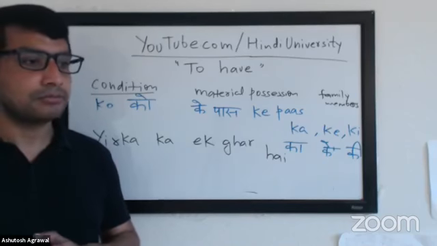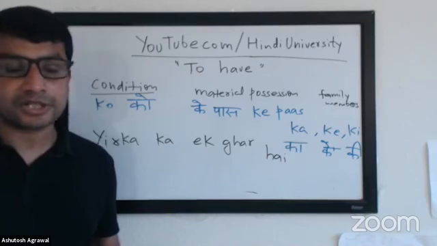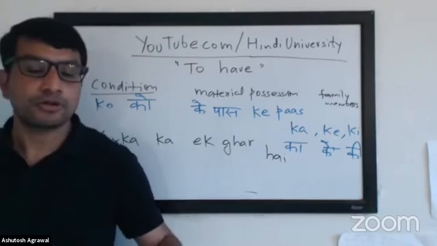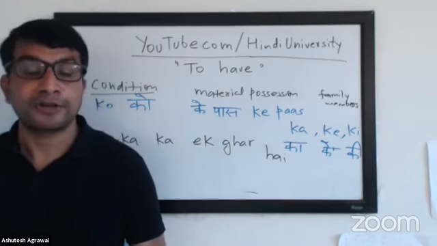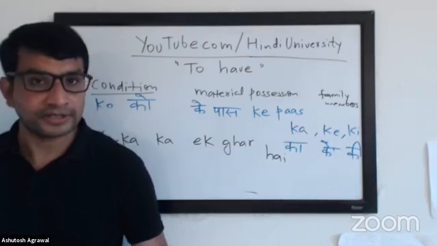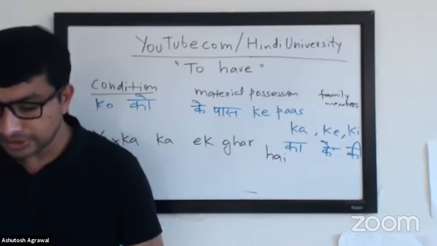Now you can say Prakash ke 3 bachche hain. That means he's not going into whether they are boys or girls, just a group of kids. If it is all girls, Prakash ki 3 bachchiyan hain. If it is boys and girls together, we use ke. Prakash ke 3 bachche hain.